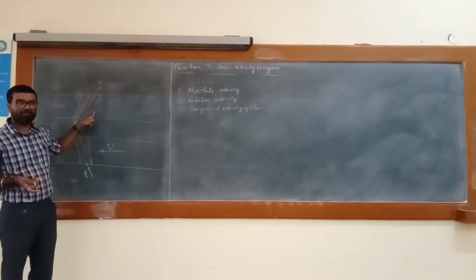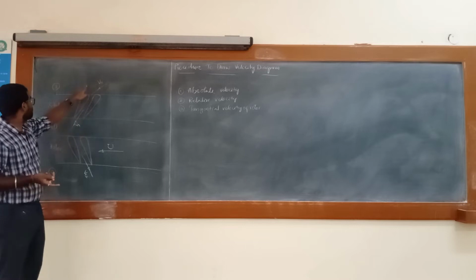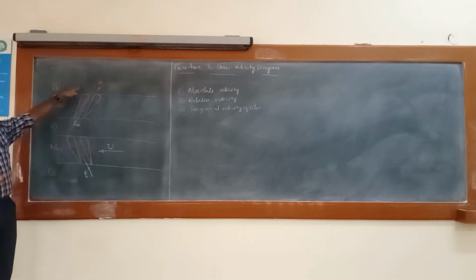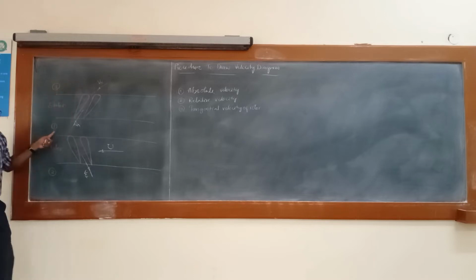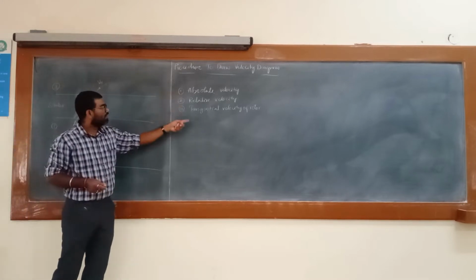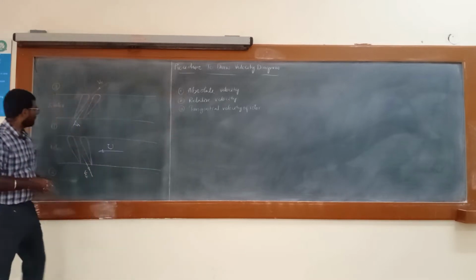This is the stationary part. Understood? We cannot draw the velocity triangle at the inlet of the stator. Understood? Okay. Next, at location 1, are we able to draw the velocity triangle? Can we get all these three velocity components? Yes, we will get them.